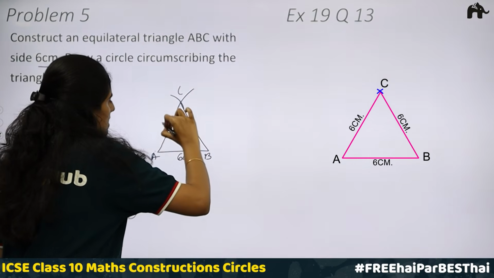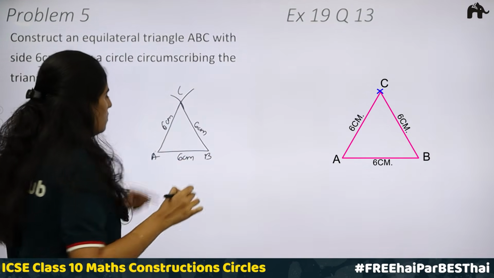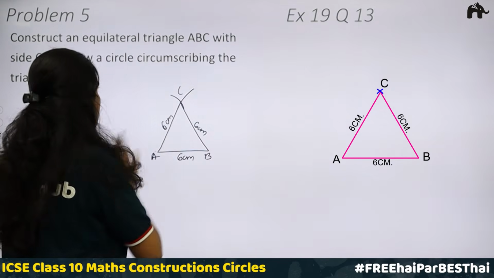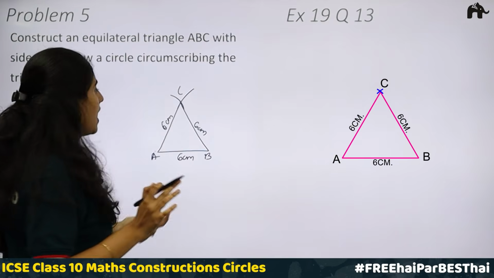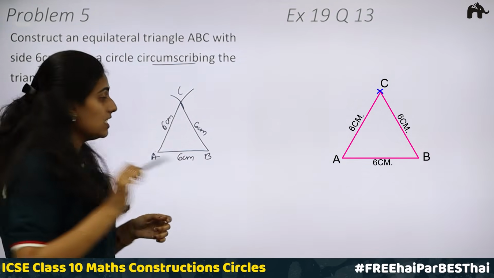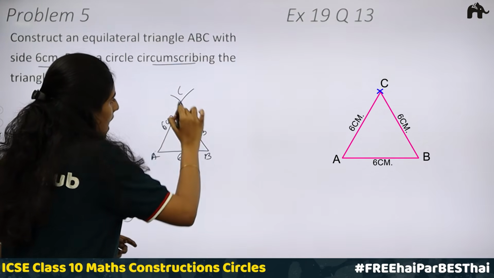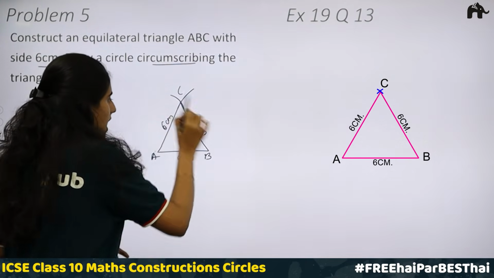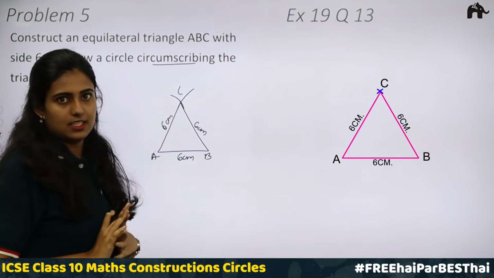The length AC will be 6 centimeter. BC will also be 6 centimeter. So, we have the equilateral triangle ready. Now, we have to draw a circle circumscribing the triangle ABC. Circumscribing means the circle will touch points A, B and C of the triangle, and the triangle will be inside the circle.